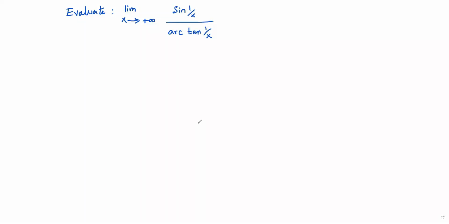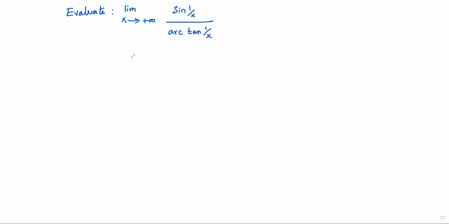Evaluate the limit as x extends to positive infinity of sine(1/x) divided by arctan(1/x). In this function, here we have 1 over x, here we have 1 over x. Instead of 1 over x, if I have just one variable, it will become a simpler function. I think I can evaluate the limit easily.